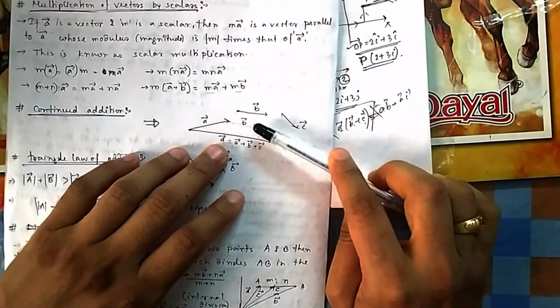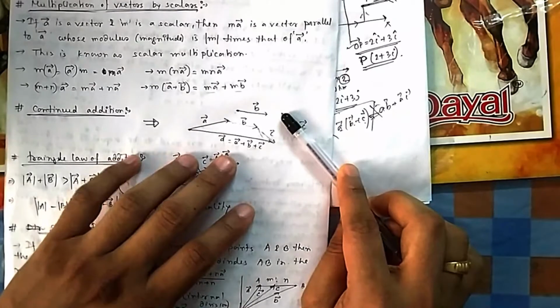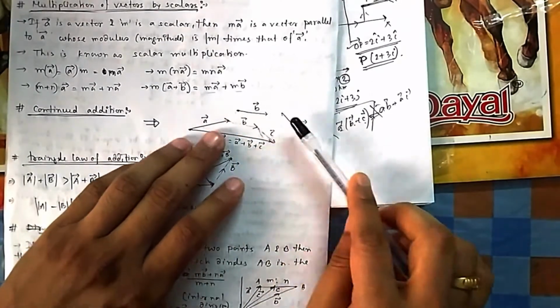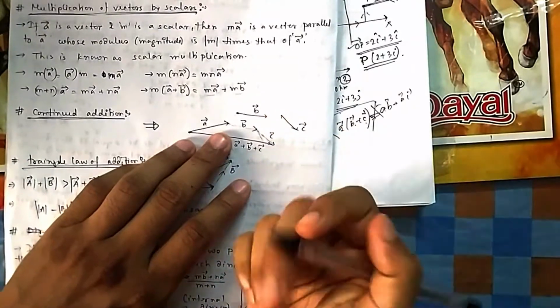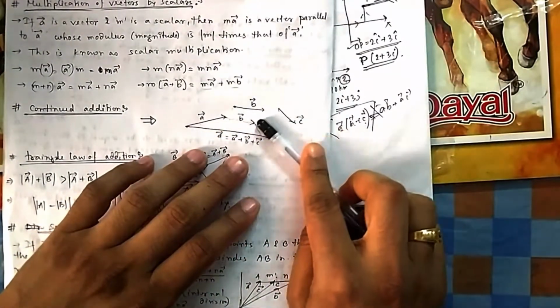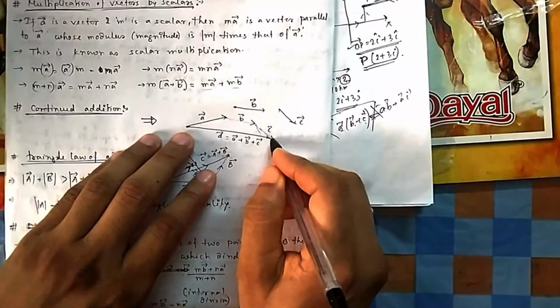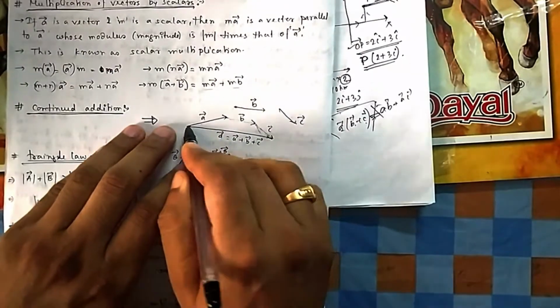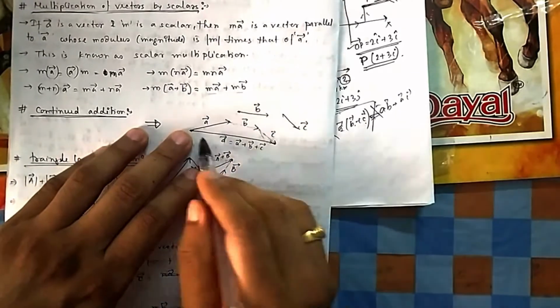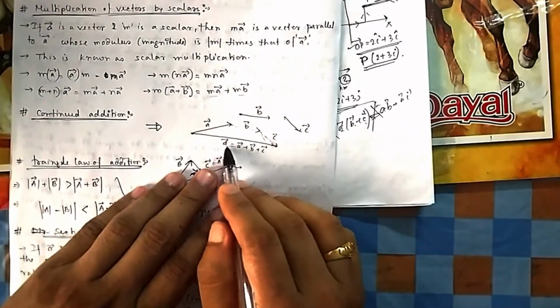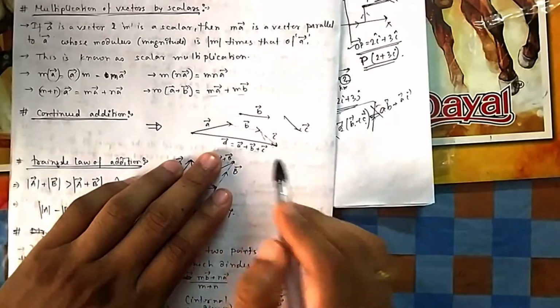Then from that final point you start the initial point of C. You can bring C first, then B, no issue. Any one you can bring first, that is your choice. Finally, this is the final point and this was the initial point, and you have reached here. If you draw this line, that becomes the resultant of these 3, A plus B plus C.